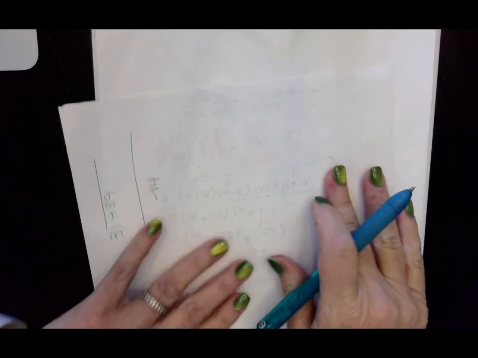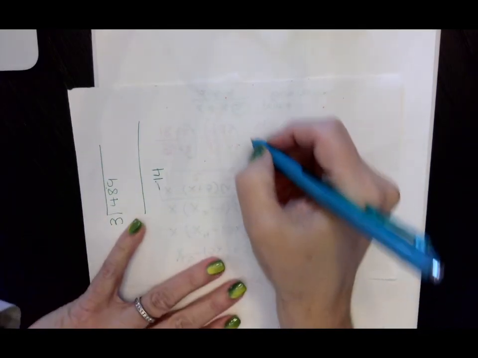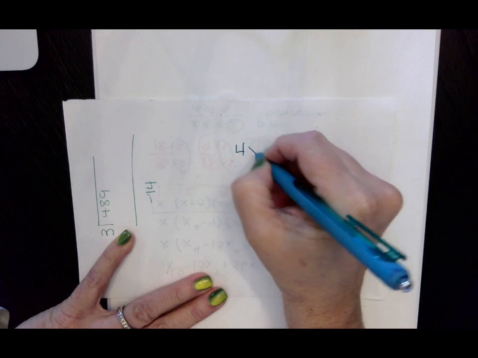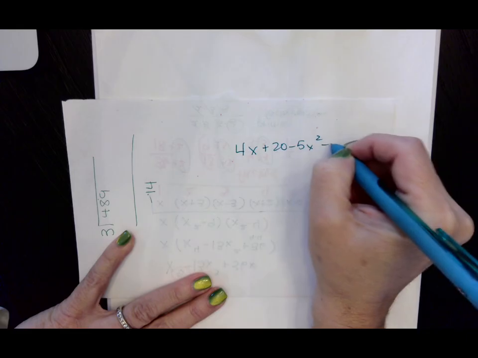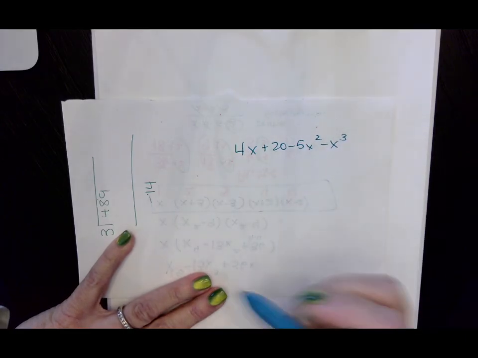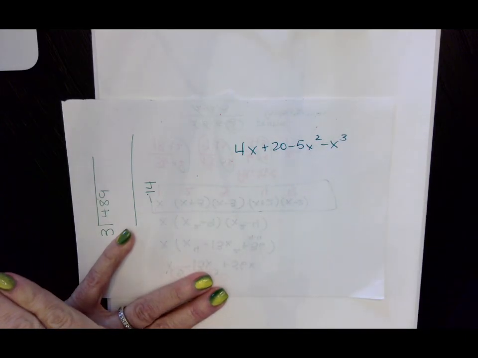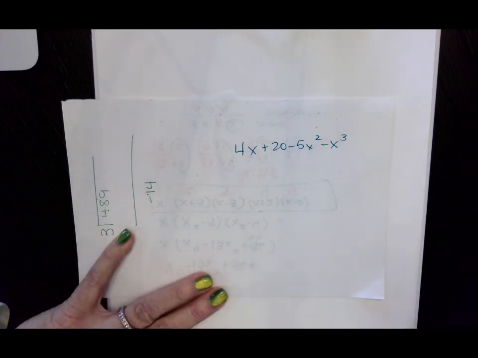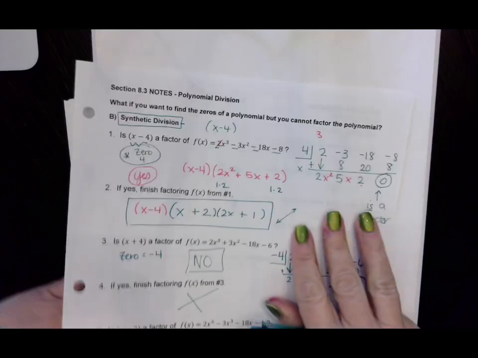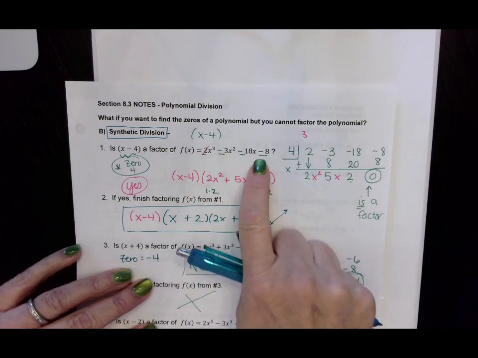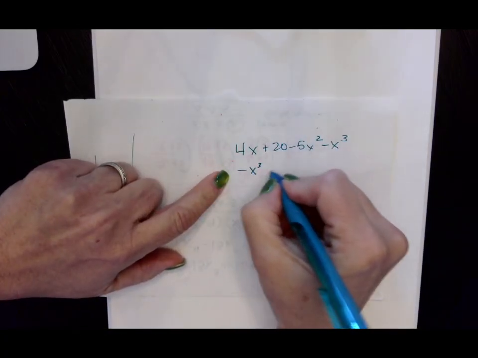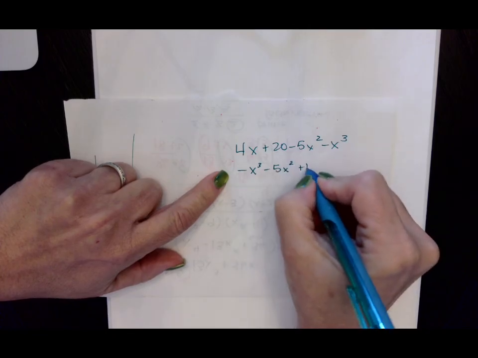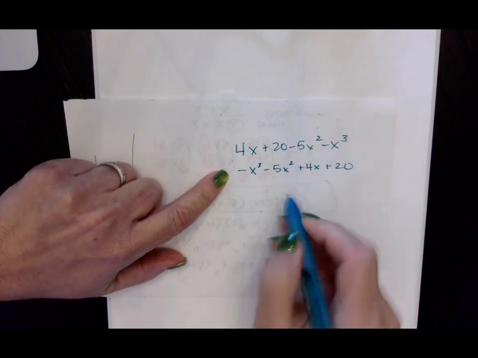All right. So I'm going to give you this polynomial that says 4x plus 20 minus 5x squared minus x cubed. First thing I want to do is rewrite this so that it's in order, because if you remember, when we put our coefficients down, this has to be in order, right? So I'm going to rewrite this: negative x cubed minus 5x squared plus 4x plus 20. So now I have it in order.